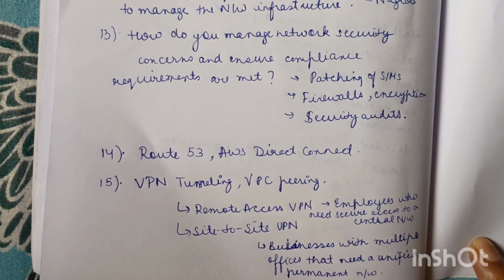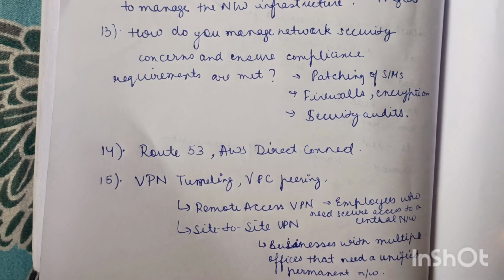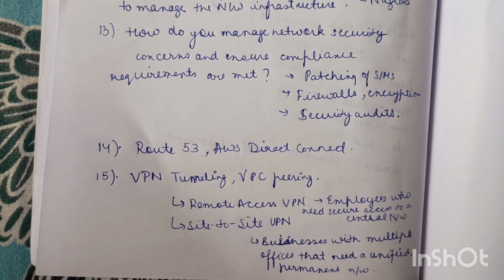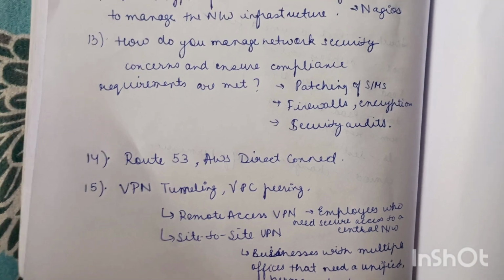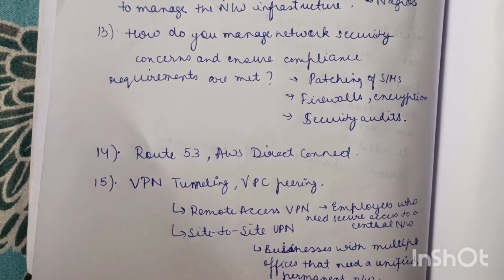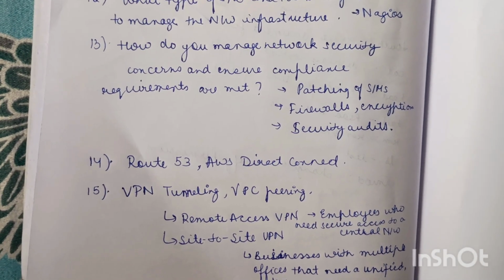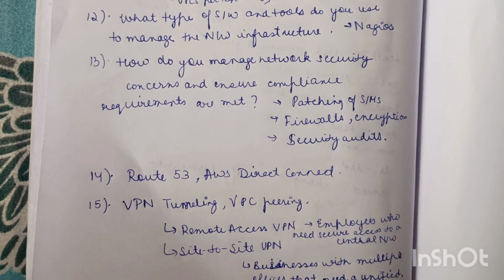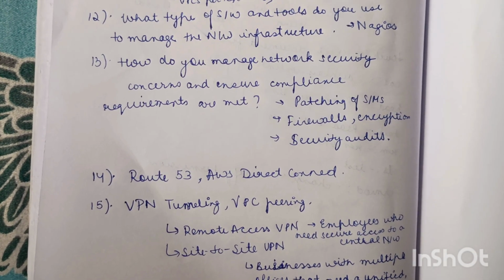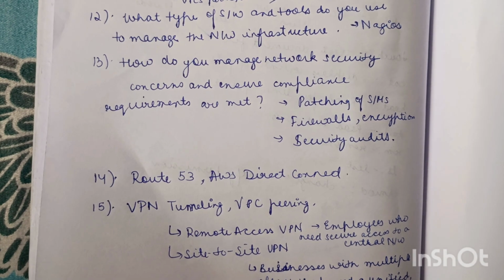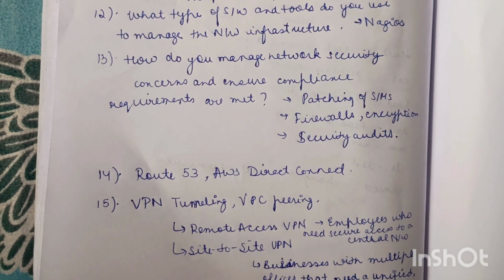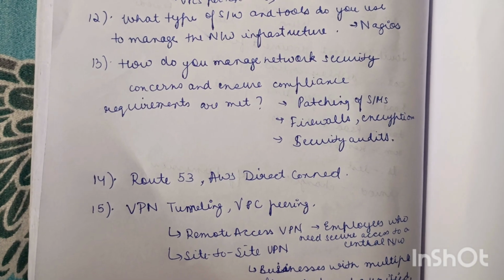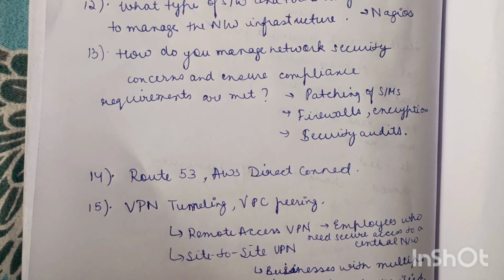And what is VPN tunneling and VPC peering? Tunneling has two types, the most common being remote access VPN and site-to-site VPN. VPC peering is when two VPCs want to communicate, then we have to peer the connection between both VPCs by establishing trust, or by mentioning the IP address ranges of both the VPCs.